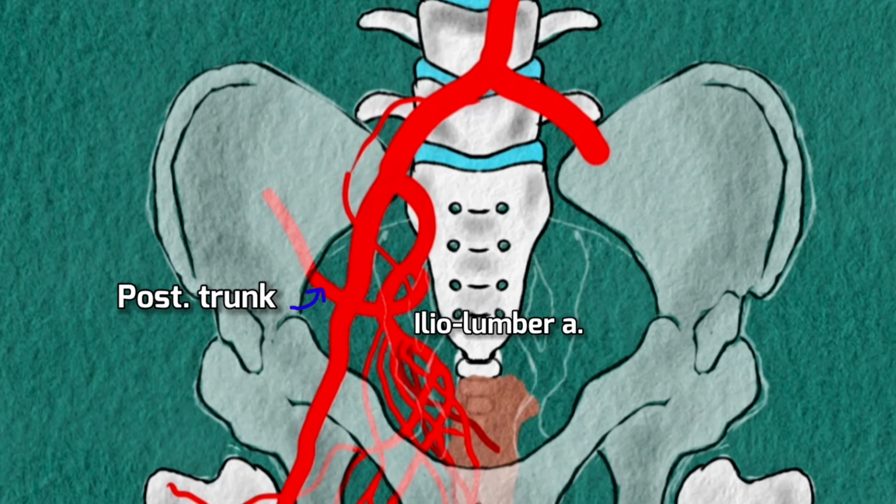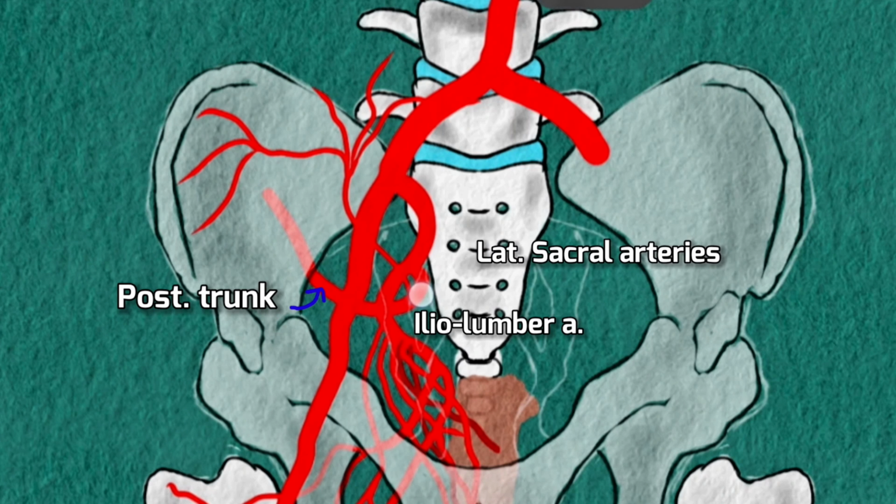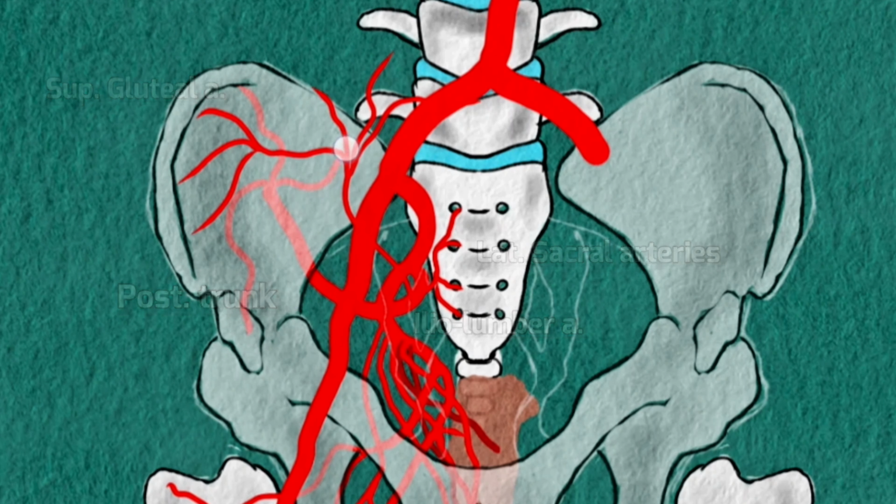The lumbar branch supplies the psoas major muscle, quadratus lumborum muscle, and the posterior abdominal wall. The iliac branch supplies the muscles and bone around the iliac fossa. The lateral sacral arteries, which are superior and inferior, supply structures in the sacral canal and the skin and muscle posterior to the sacrum. And lastly, the superior gluteal artery, which is the terminal branch of the posterior trunk, is the major blood supply to the muscles and skin in the gluteal region.